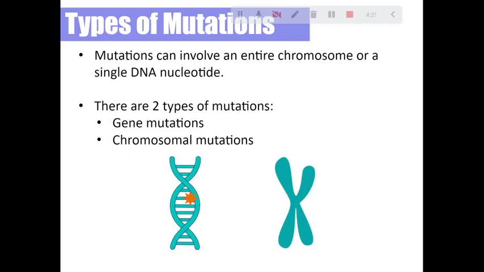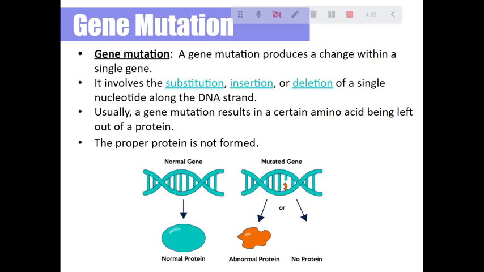But there are different types of mutations I want to talk about. Mutations can involve an entire chromosome or just a single DNA nucleotide. There are two types of mutations: gene mutations and chromosomal mutations. A gene mutation will produce a change within a single gene. It'll involve the substitution, insertion, or deletion of a single nucleotide along the DNA strand. Usually, a gene mutation results in a certain amino acid being left out of a protein, so the proper protein is not formed.